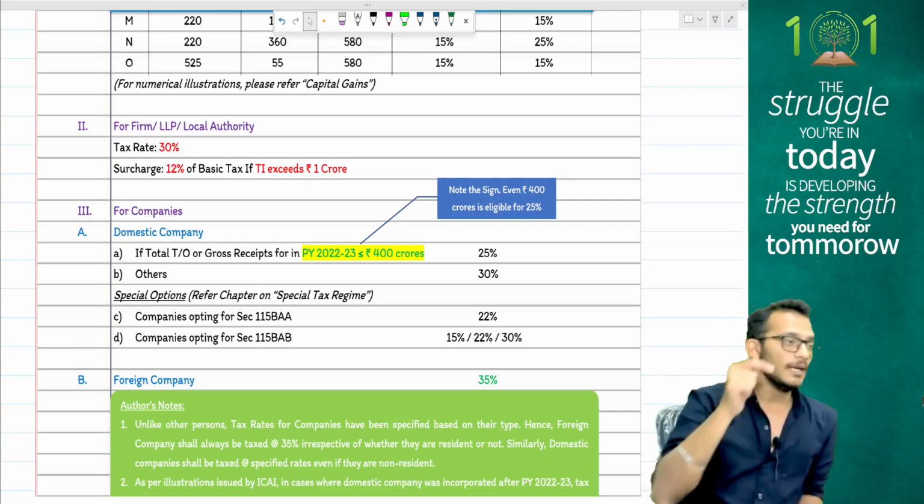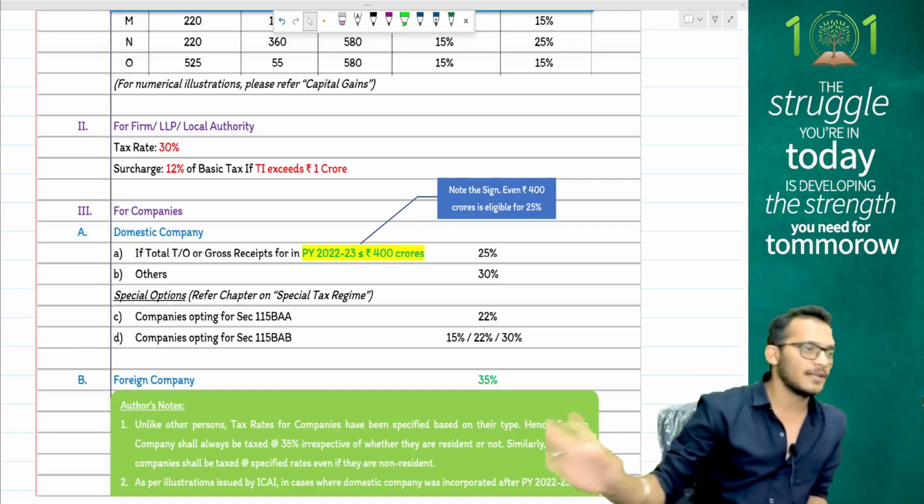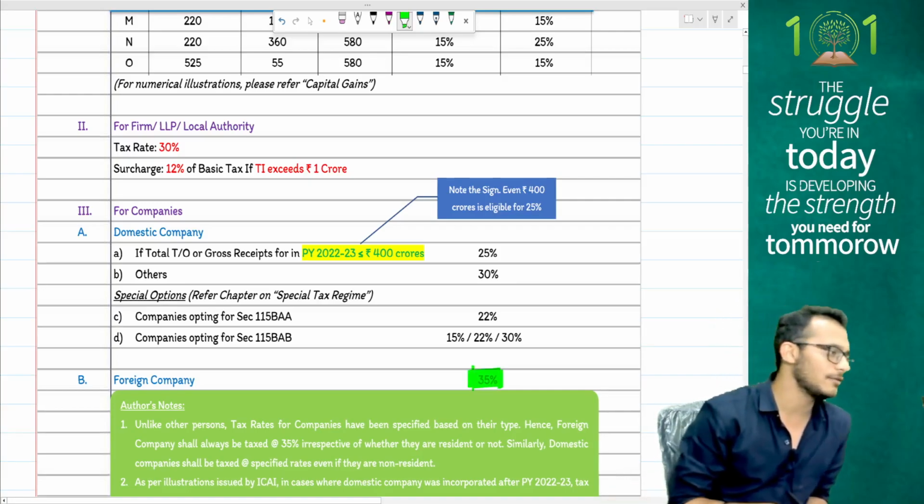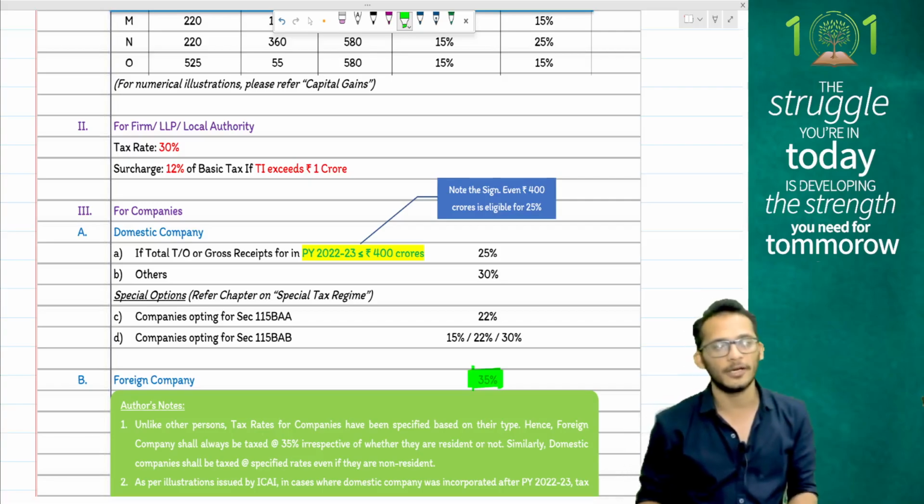If you are a foreign company, current year amendment, mandatory question in the exam, the foreign company tax rate becomes 35%, mandatory tax rate of 35%. Expect a question in the current year for foreign companies.